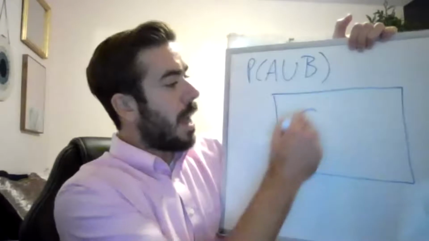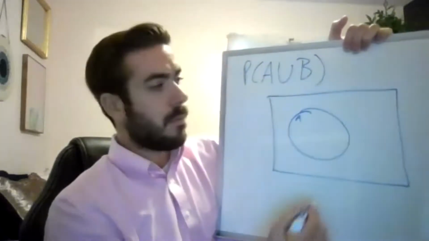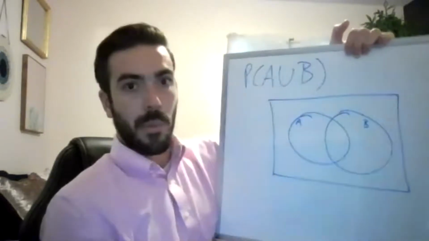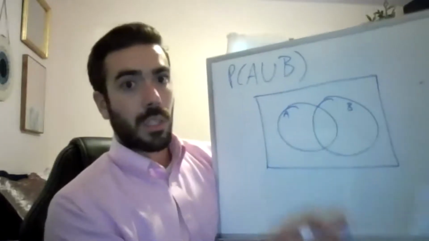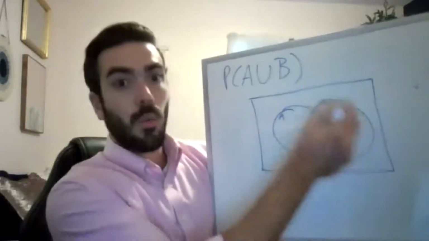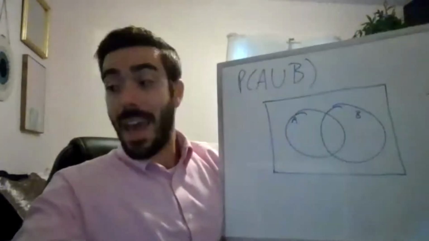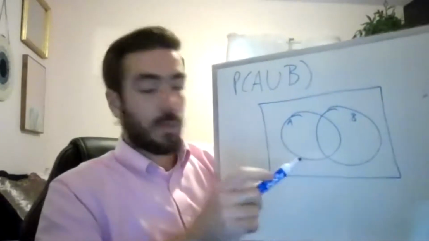So let's say I've got event A right here, and I've also got event B. The union of those two events, we said, was just what's in either one of these circles. If I shaded in everything in this circle, that would be A union B. But I can break this down into three components.